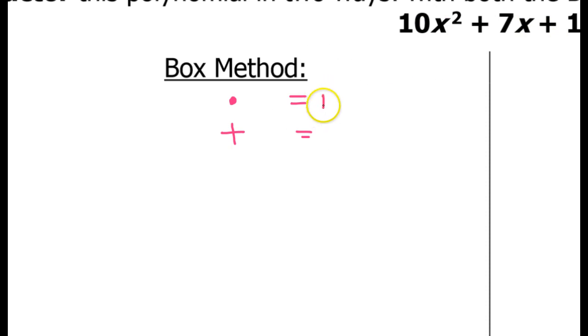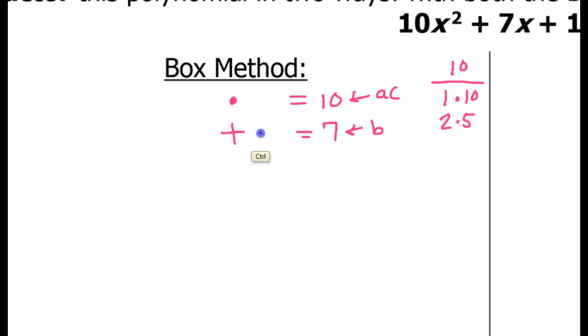So that will be positive 10. And again, that came from A times C. The sum comes from the B value, which in this case is 7. All right, let's start with the product. The product is 10. Let's make a list of all the ways we can multiply and get 10, starting with 1 times 10, and then we have 2 times 5, and that's the end of the list.